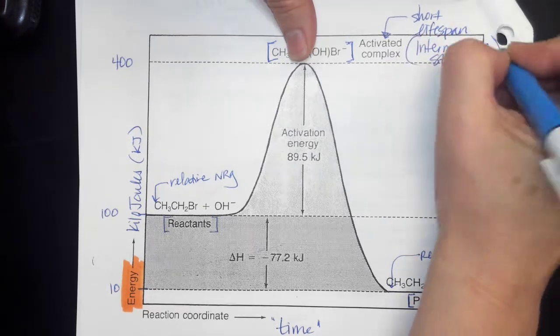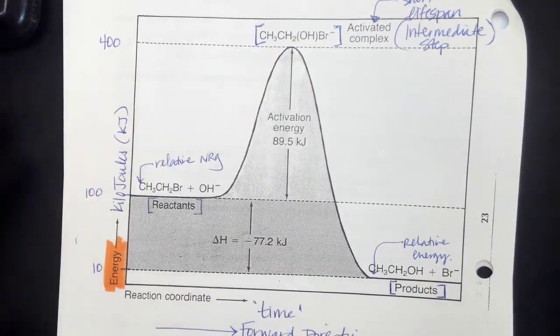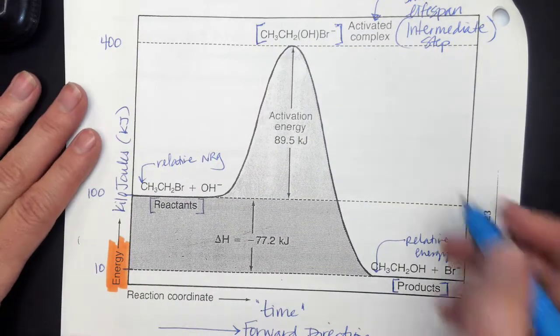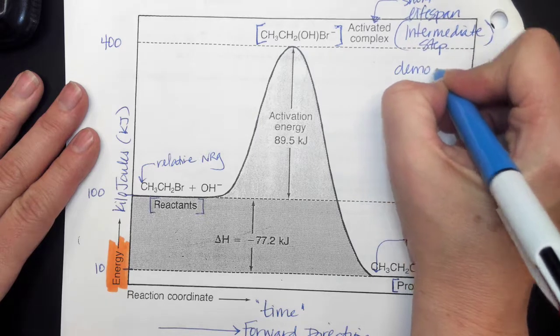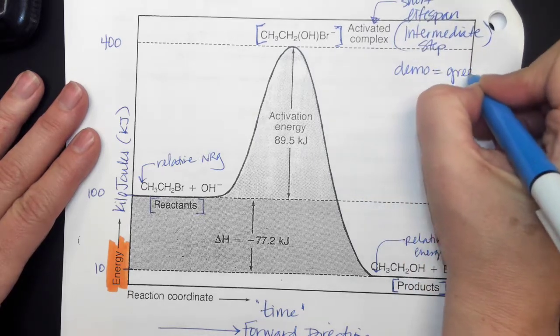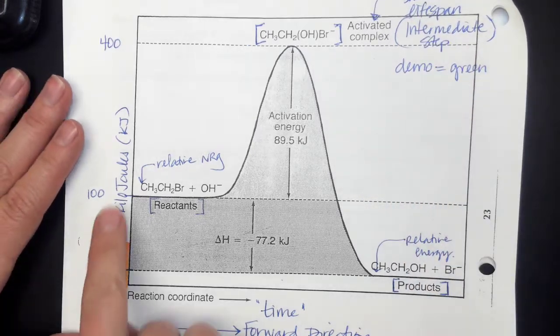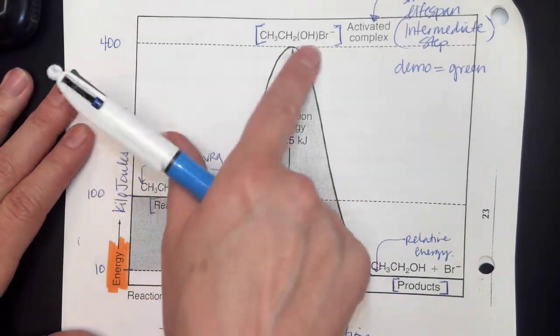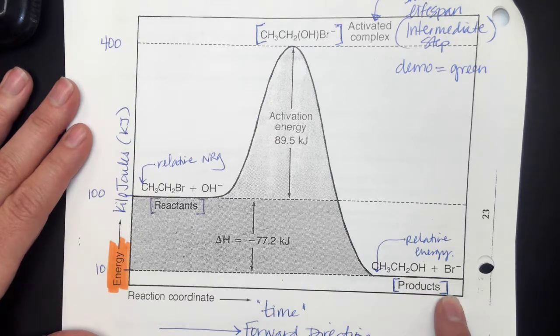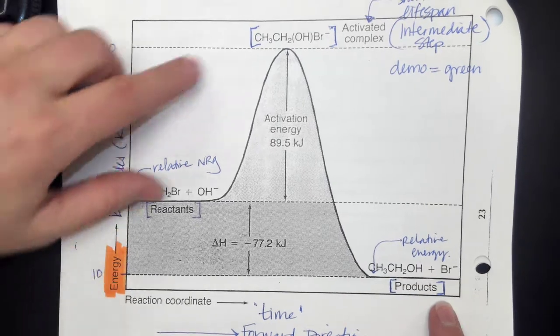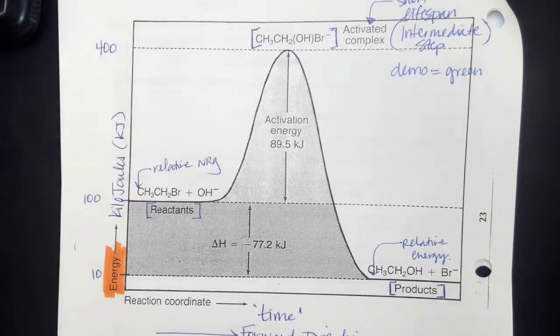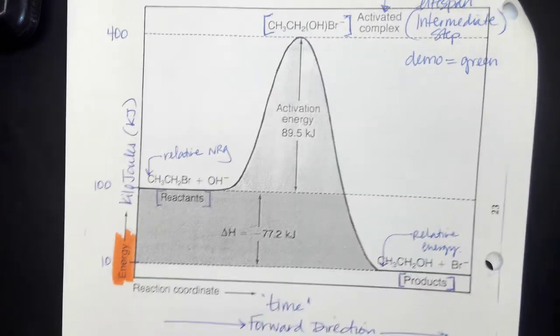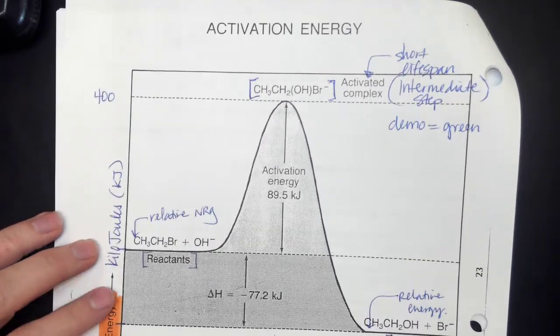Okay? It's an intermediate step. In our demo, this complex was green in color, and it showed up after they were mixed. It existed for a short period of time, and once the products were formed, the green color disappeared because the activated complex no longer exists. All right. Short lifespan, intermediate step.